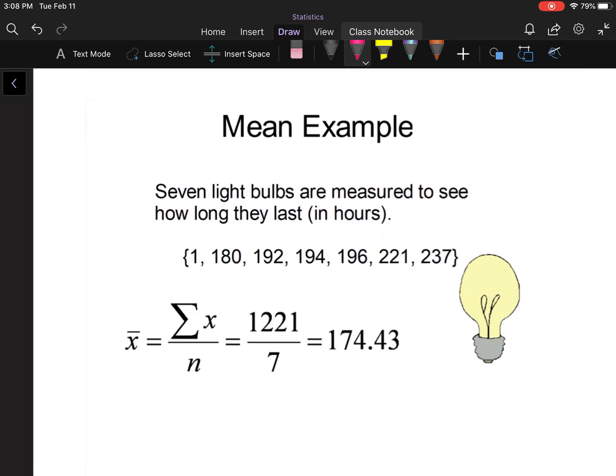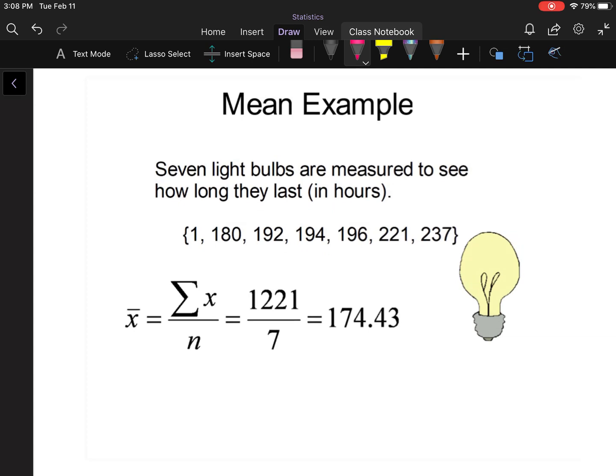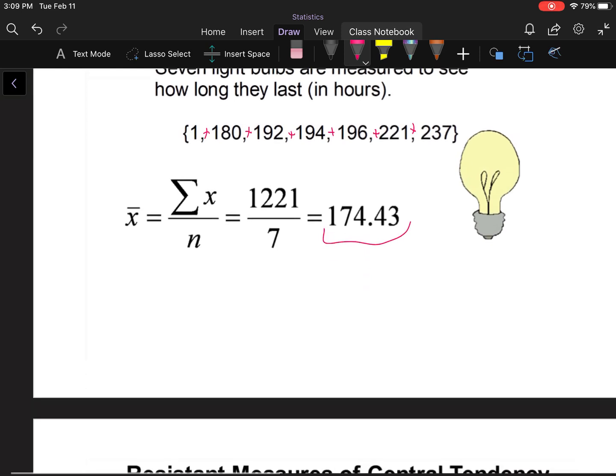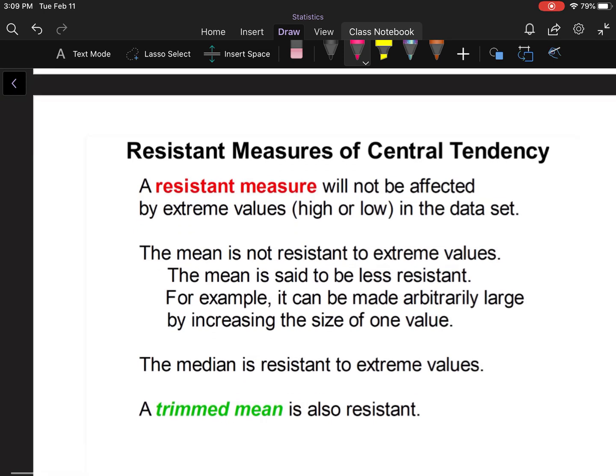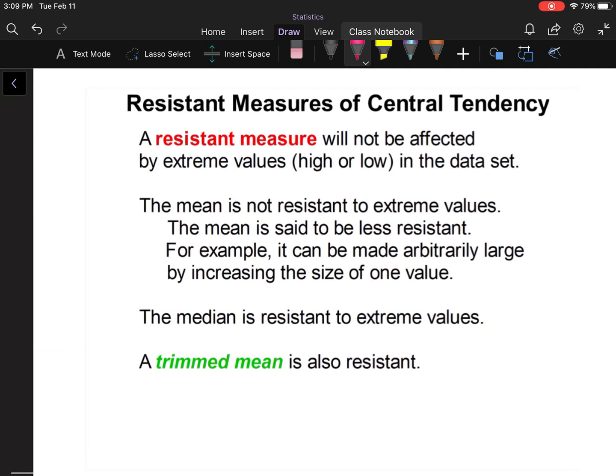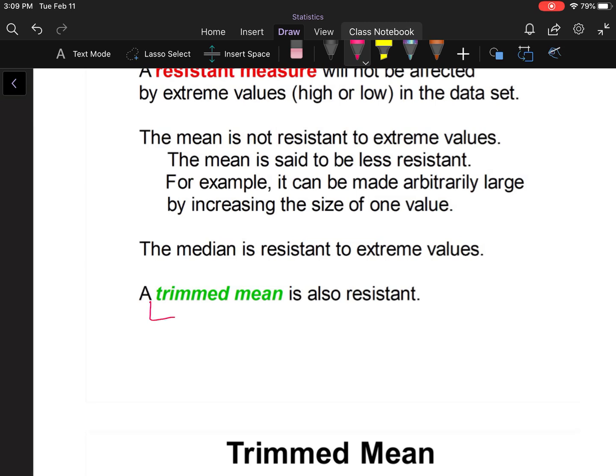So 7 light bulbs are measured to see how long they last in hours. We want to find the average light bulb or the mean value. So add up all these numbers, get 1,221, divide by 7 because there's 7 light bulbs, and get an average of 174.43. Now, the problem with this is we have resistant measures that will not be affected by extremely low or high values. The mean is very susceptible to an extremely high number or an extremely low number. So oftentimes the median is used, or we use what's called the trim mean.